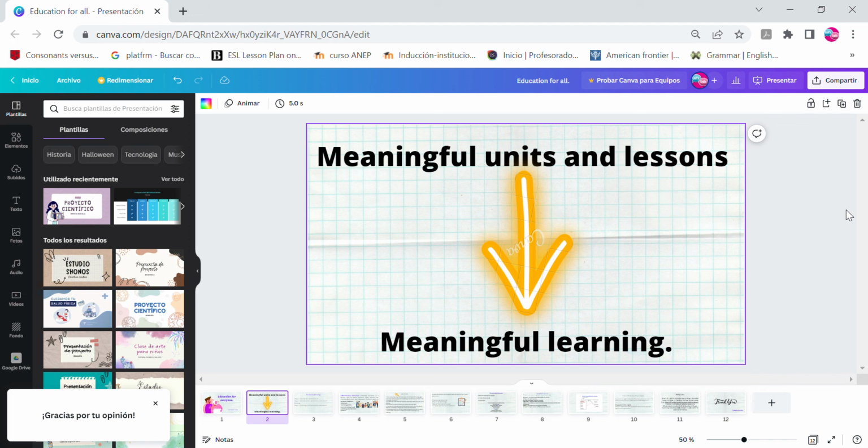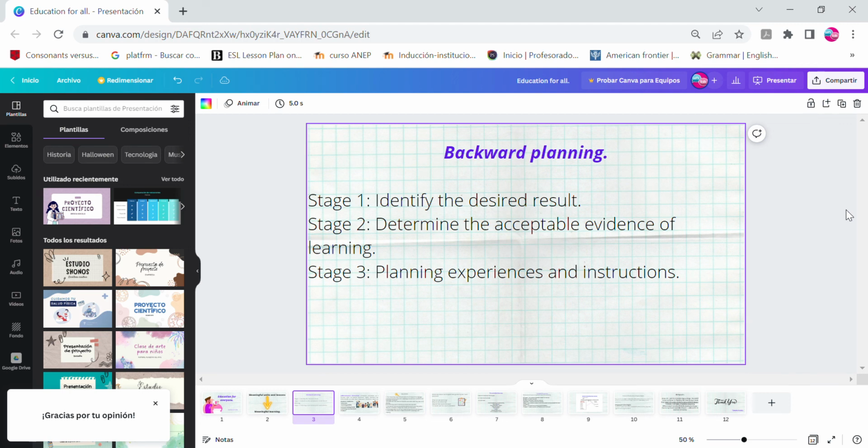Right. In order to create meaningful lessons and meaningful units to promote meaningful learning, backward planning, backward design, is helpful, of course. Here I present you 3 stages. Of course, backward planning is more complex, but in these 3 stages we can analyze the basic aspects of it. First, we have to identify the desired result. As you can see, we start with the end of the process.